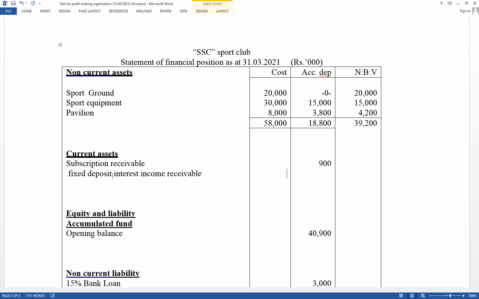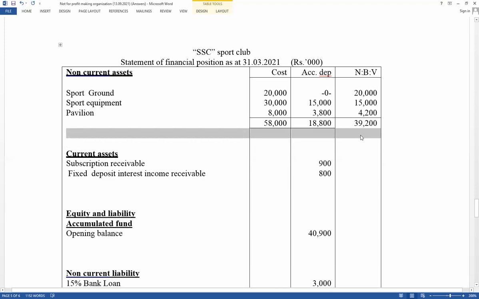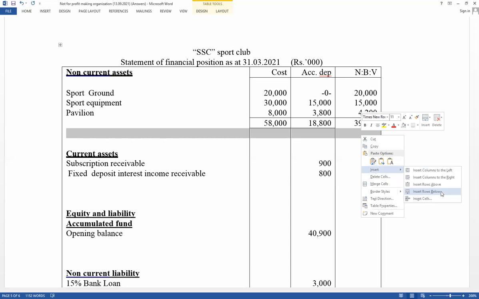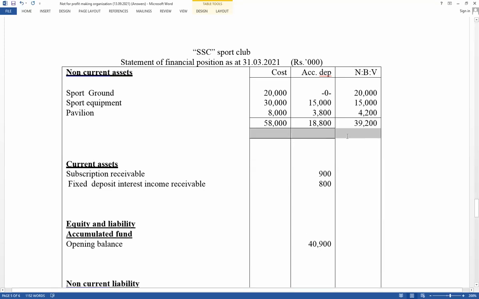Fixed deposit interest income receivable, second column, value equal 800. Interest income is not received, but received or not, it is relevant for this financial year, therefore should be considered as income. It has not been received, therefore under current assets as FD interest income receivable. Fixed deposits should be recorded in between current and non-current assets.